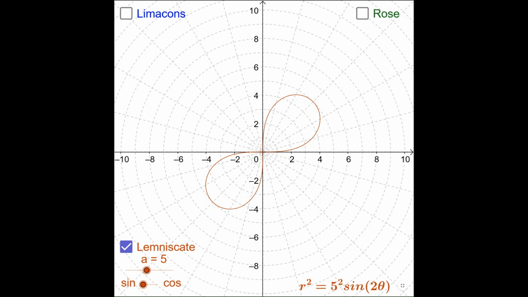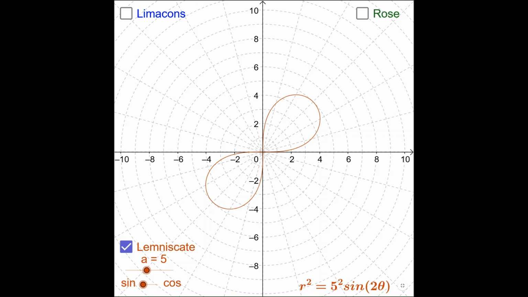And for sine, we see that the graph looks to be slanted, sort of like there's an axis of symmetry running diagonally along the y equals x line, or along the 45-degree angle line. So r squared is equal to 5 squared sine of 2 theta is two loops, axis of symmetry along the 45-degree line, and each petal has a radius of 5. So that's just a quick summary of what we see for this equation.